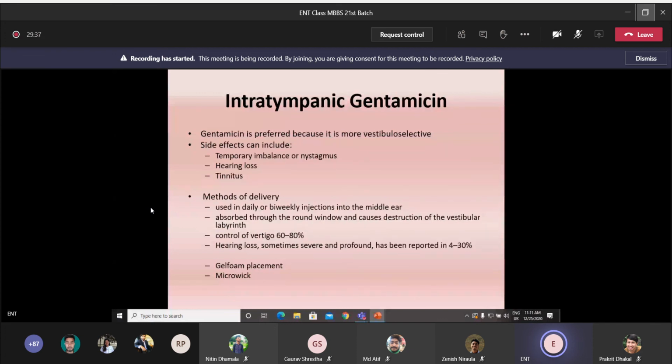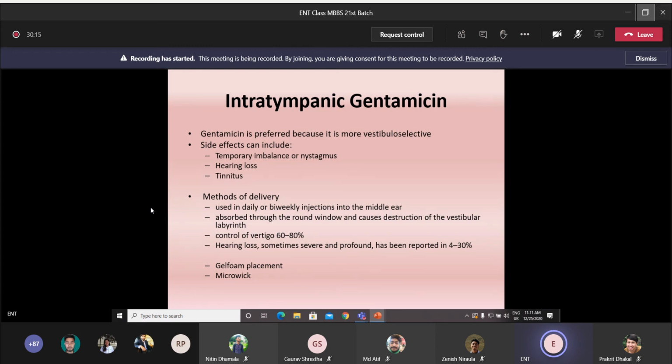Gentamicin is preferred because it is more vestibular selective, and even though there is a side effect like it gives you temporary imbalance, nystagmus, it can also give hearing loss or tinnitus, but it is much safer than the other aminoglycosides. So how do you give? You give daily or bi-weekly injection into the middle ear, and this is absorbed through the round window, and then it leads to destruction of the vestibular labyrinth.